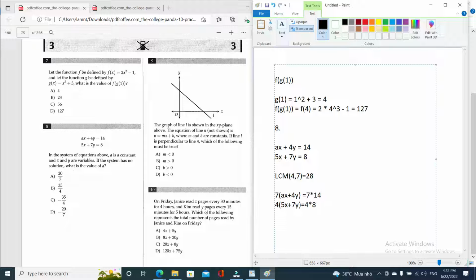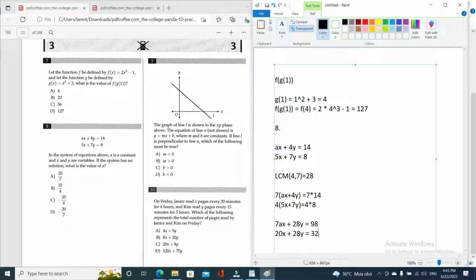Alright. So now that's our system of equations. 7ax plus 28y equal to how much? 7 times 14 is 98, and 20x plus 28y equal to 32.